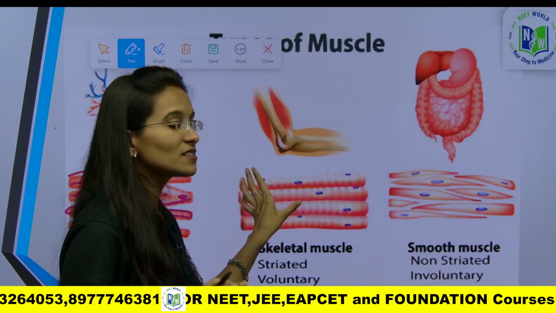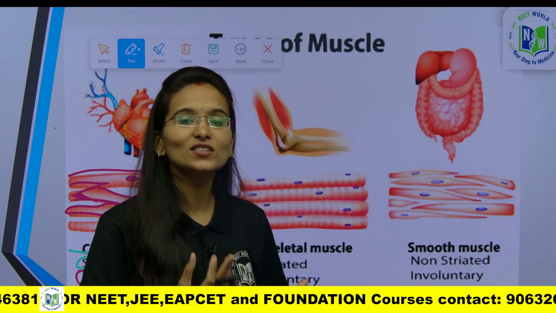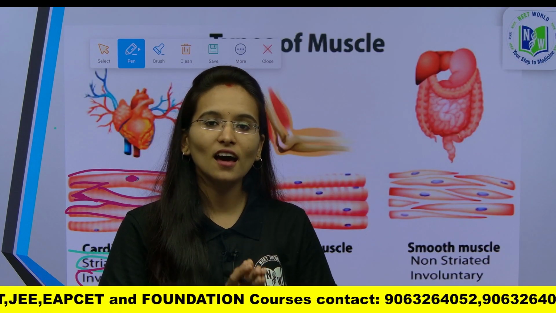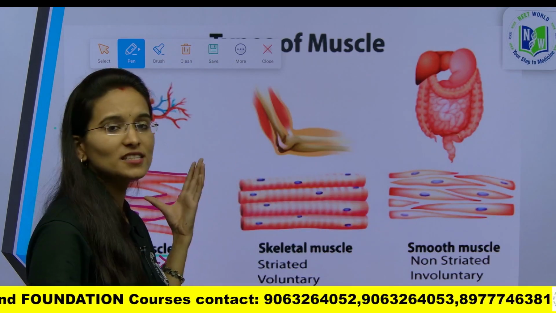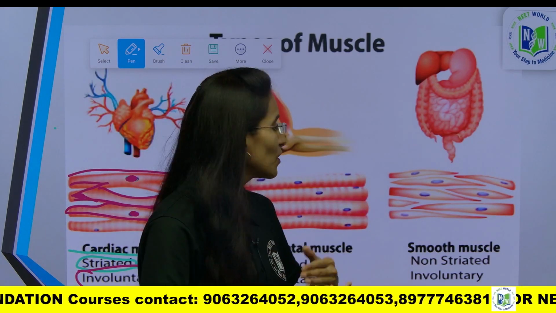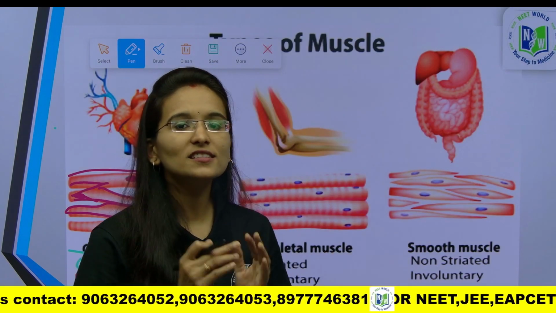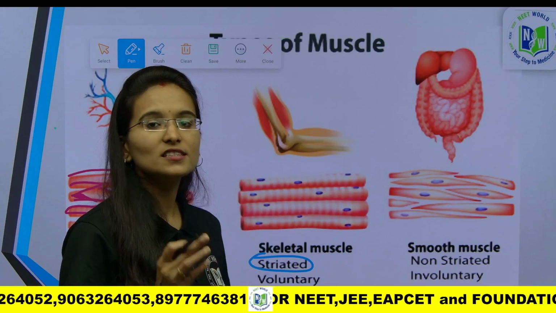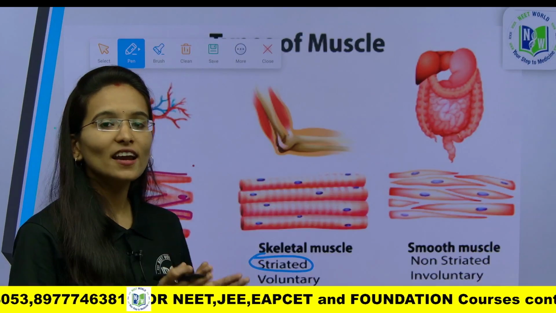And due to the presence of these alternate light and dark bands, we call them striations. Striations are nothing but the presence of alternate light and dark bands. This is one of the special properties of the skeletal and cardiac muscles. When it shows the continuous alternate light and dark bands, then we call it striped muscle or striated muscle. Striped or striated muscle in the sense it contains light and dark bands.